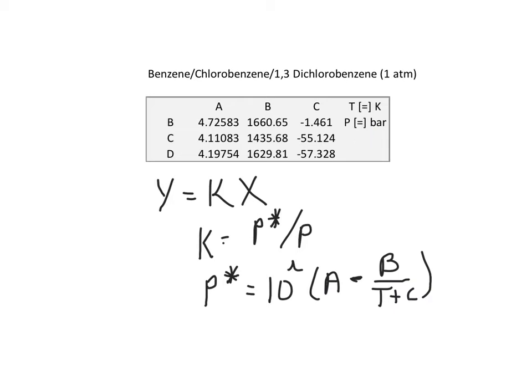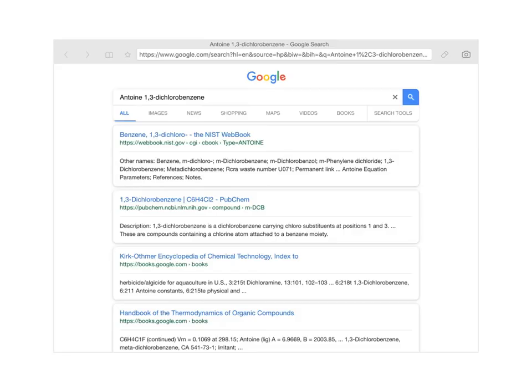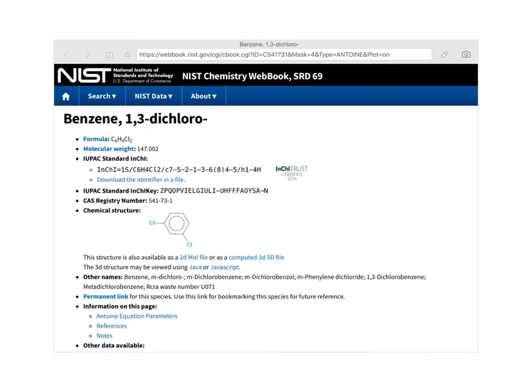Now, where did these come from? They're not in the back of Felder-Rousseau. So we'll do a Google search for the Antoine's constants for 1,3-dichlorobenzene. And you see the very first entry is from the NIST webbook. NIST is the National Institute of Standards and Technology, and they have lots of data. We'll click on that, and there's the chemical with all sorts of information.